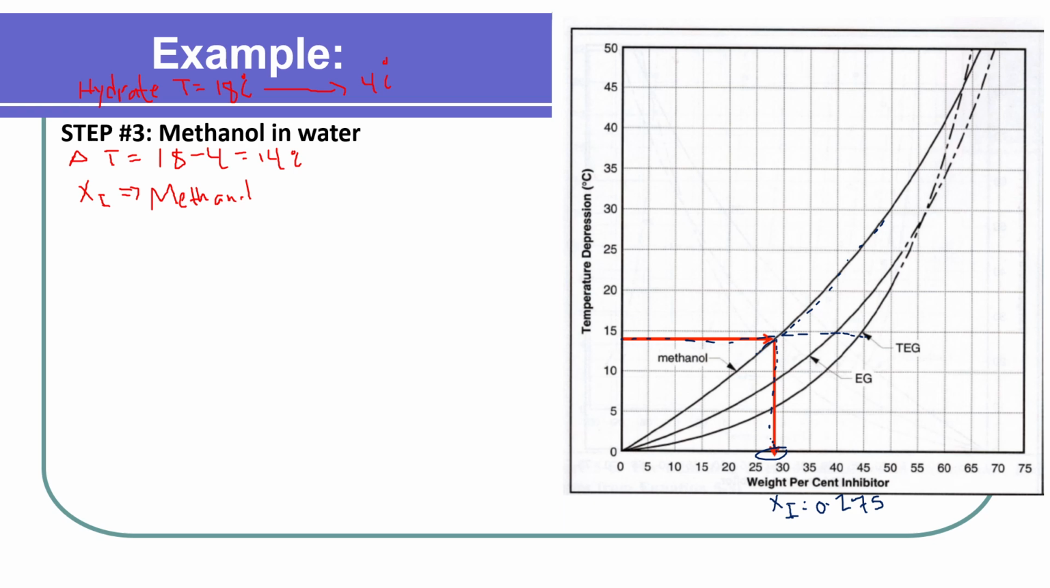But is there any other method that we can use to calculate? Yes, we can use two methods: the Hammerschmidt equation, and the Nielsen-Bucklin equation. So we can use the Hammerschmidt equation, which is again delta T equals KH multiplied by Xi, divided by 1 minus Xi, multiplied by the molecular weight of methanol.